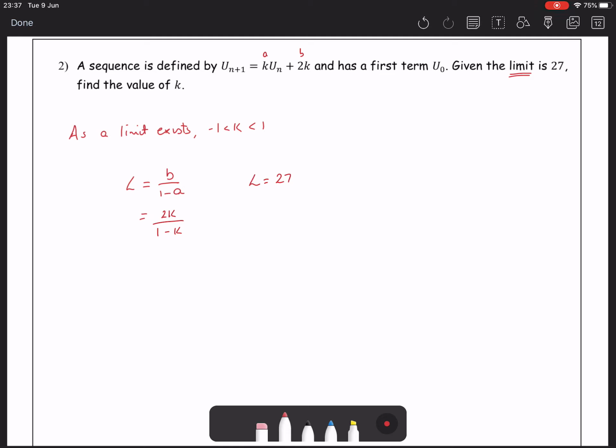So if L is equal to 2k over 1 minus k and L is also equal to 27, therefore I can make the statement that 27 is equal to 2k over 1 minus k. Now I have an equation with one unknown, which is k, so I need to try and solve. Let's times top and bottom by 1 minus k. So 27 lots of 1 minus k is equal to 2k, as these two will cancel out.